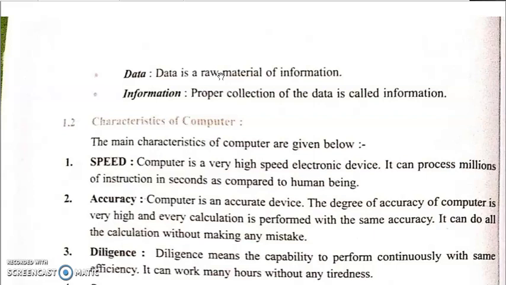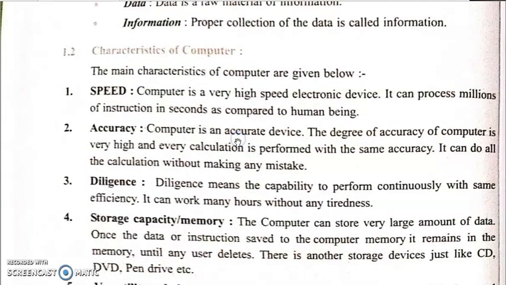So it is called data, and information means the result that we get out of data when it is processed by a computer. So information, a proper collection of data, is called information. So, characteristics of a computer. What are the characteristics of a computer? Why should we use a computer? Because of these following characteristics, we are using more and more computers these days.